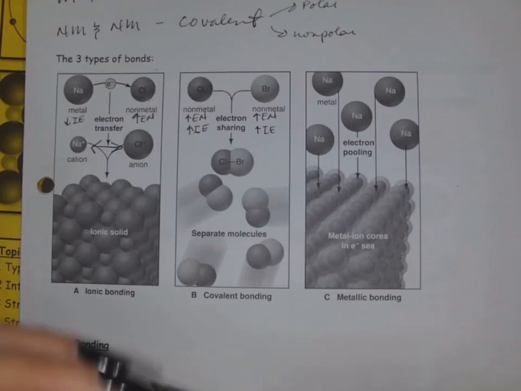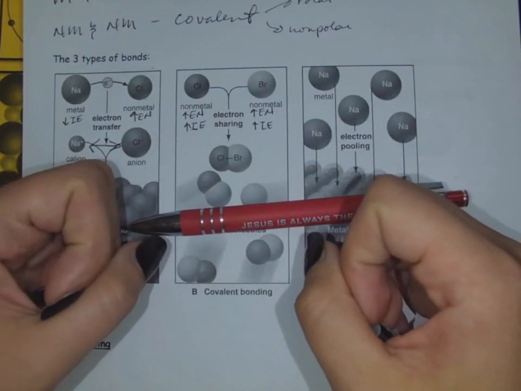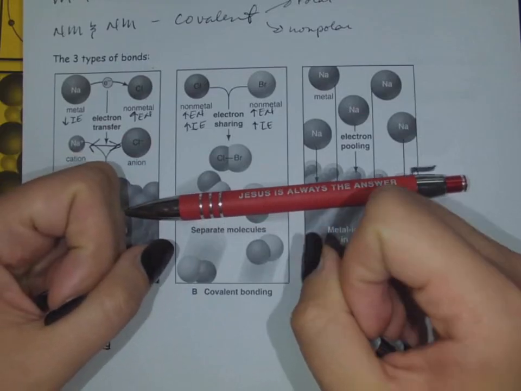So something happens here. Now imagine that my two hands are the nuclei of these two nonmetals. So here's a nonmetal, here's a nonmetal.